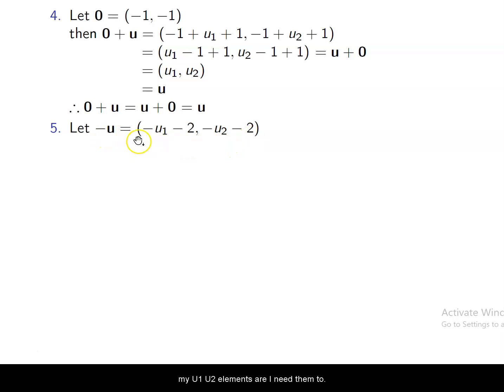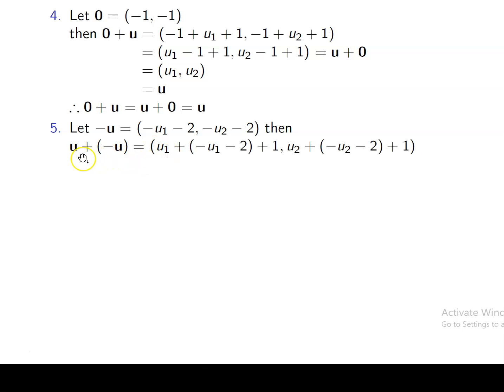So whatever my u1, u2 elements are, I need them to be the opposite value, and I need to, from that, subtract 2, okay? If I do that, then whenever I add u to negative u, I will have, again, u is first, so u1, u2, and then second is this negative u, so I'm taking negative u1 minus 2, negative u2 minus 2, and then remember my definition of addition. I take the first components and I add 1. The second components, I add them together and add 1. Okay.